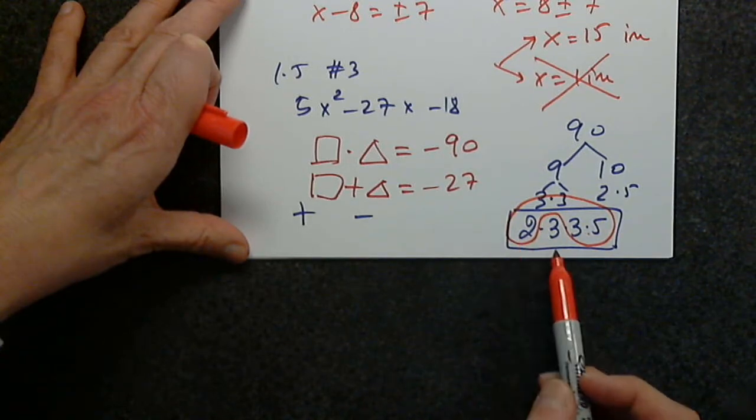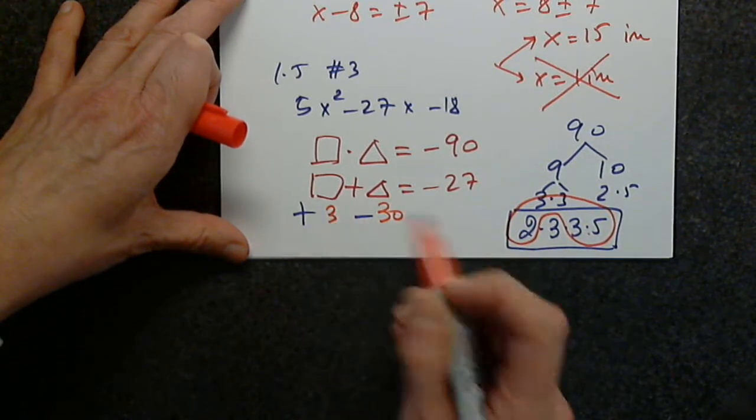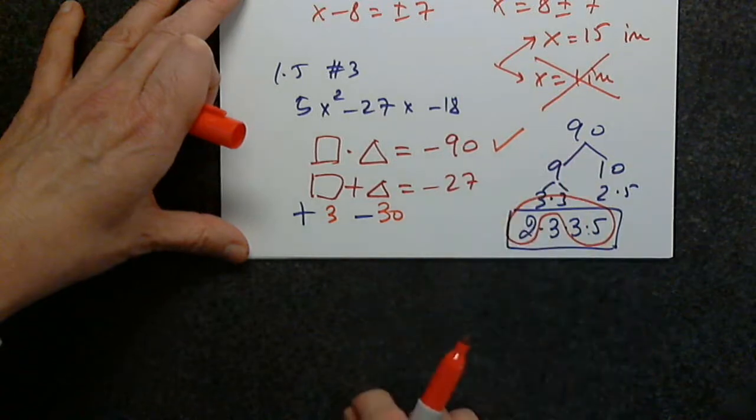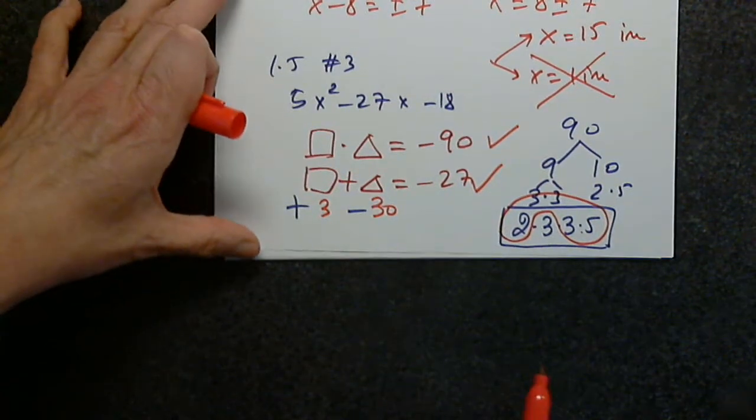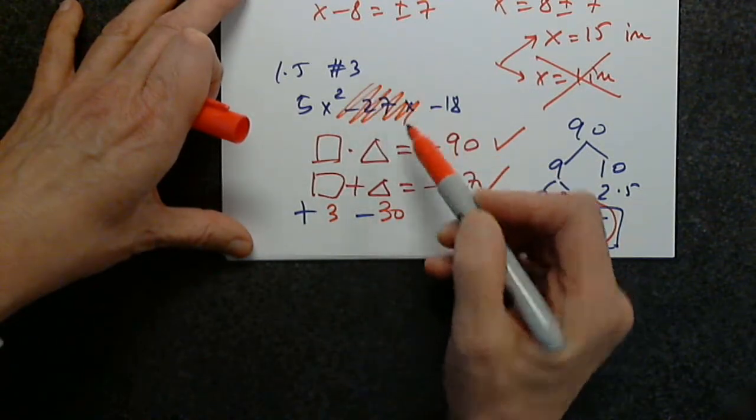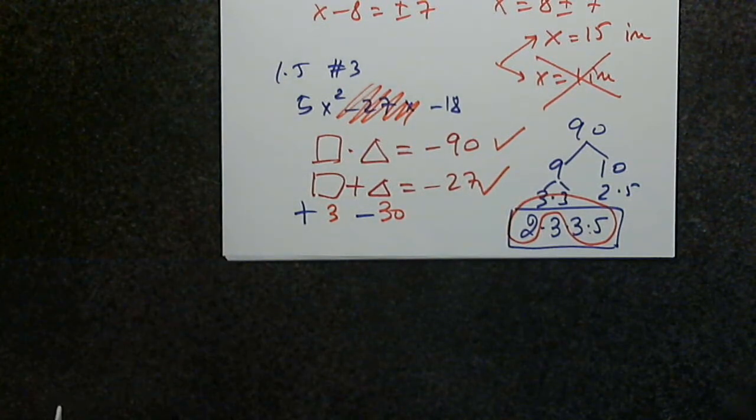So negative 30 and 3. The product must be negative 90. The sum must be negative 27. But at this point it is the long method. You have to replace this. You cannot go ahead directly and write the factored form.